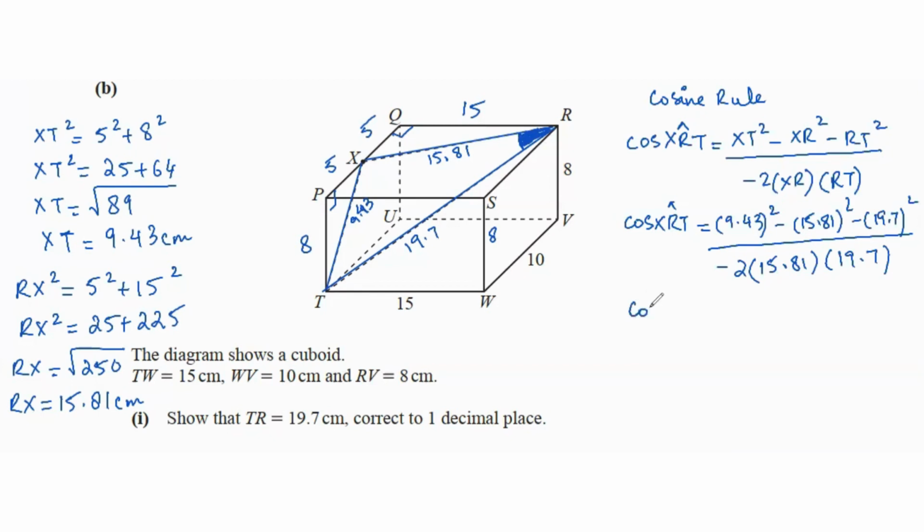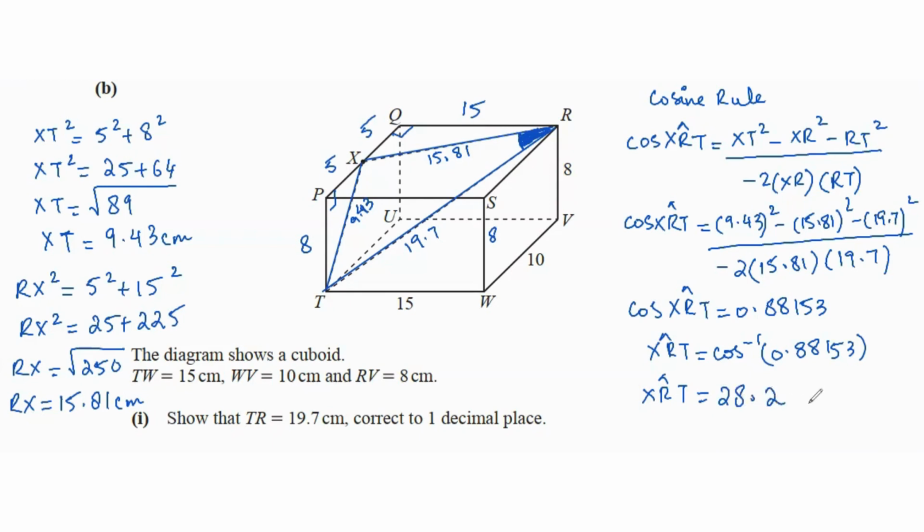So cos of XRT is now equal to 0.88153. Now we take the inverse of this. So XRT is equal to cos inverse of 0.88153, and that is going to equal 28.2 degrees.